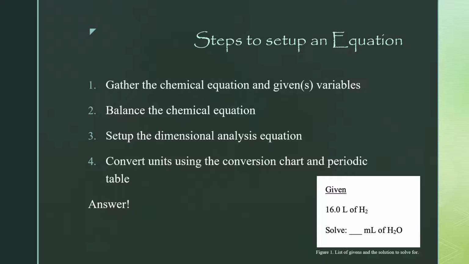Number 2. Balance the chemical equation if not already done so. We need to work with a balanced equation or else our final solution would be incorrect. Number 3. Set up the dimensional analysis equation with the givens. Usually there is one main variable to focus on, and the others are used as aid to help figure out the solution. Number 4. Convert the givens units using the conversion chart and periodic table. A periodic table will be provided in the next slide.